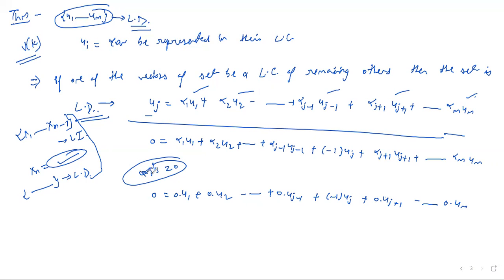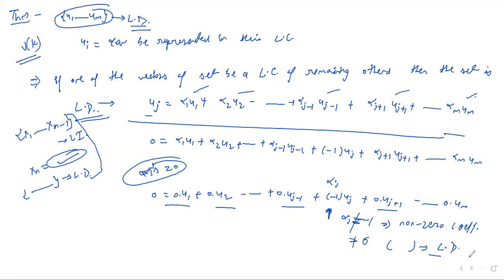So I am considering that all the alphas are 0, and I have put all the alphas as 0. Then from this I got that the value of alpha j equals minus 1, which is not equal to 0. So the coefficient of alpha j is non-zero. I got a non-zero coefficient here. From this I conclude that the set of vectors here is linearly dependent.